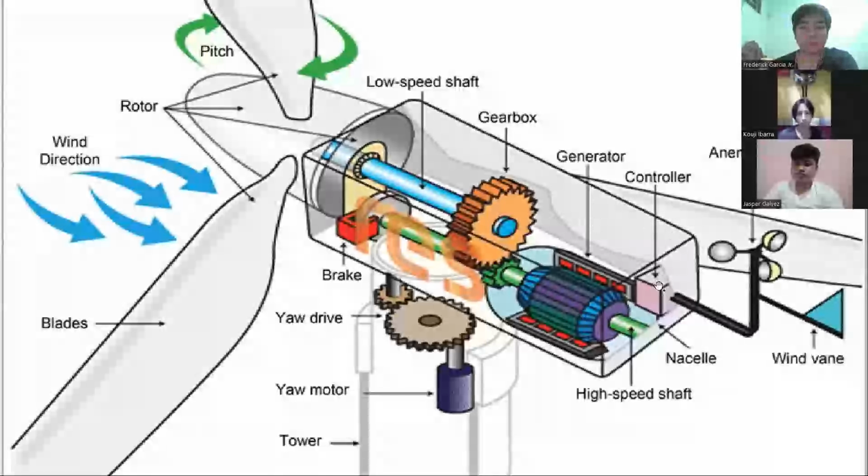You have a controller controlling what we call the anemometer. This anemometer determines the wind direction. This controller then controls what we call the yaw drive. This makes the whole wind turbine turn to face the wind direction in order for these blades to rotate. Okay.